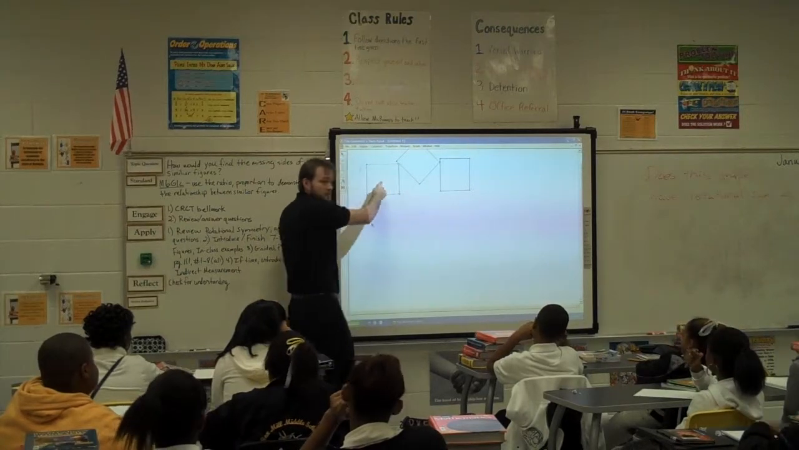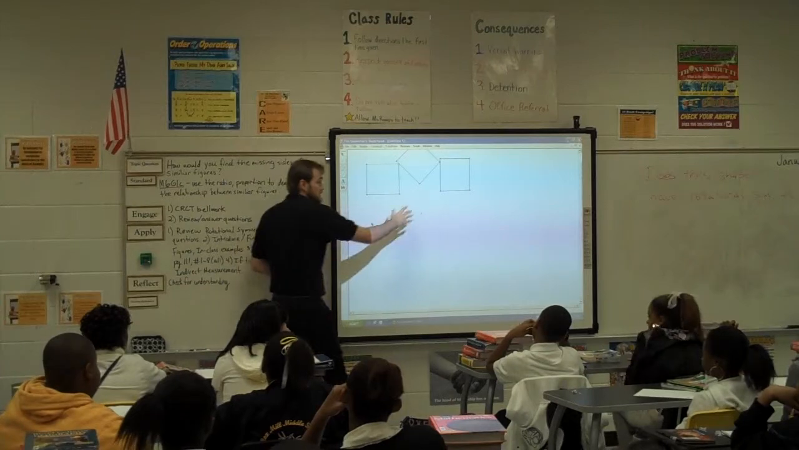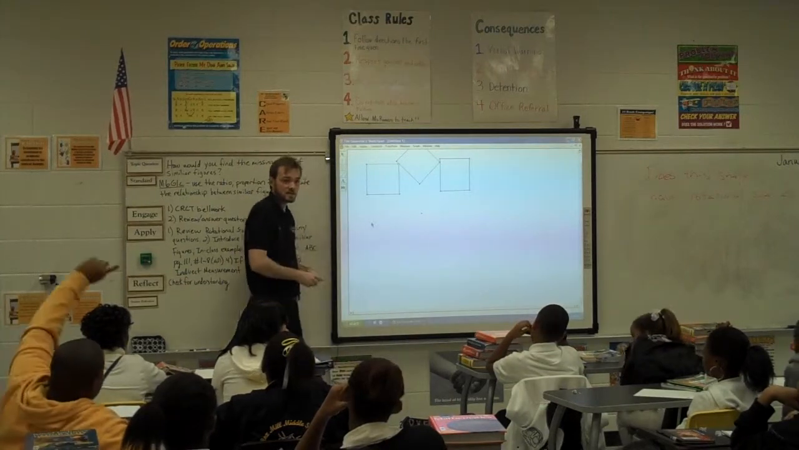Does this shape have rotational symmetry at 90 degrees? Yes? Because if I take this shape and put it back on top, it looks exactly the same, right?